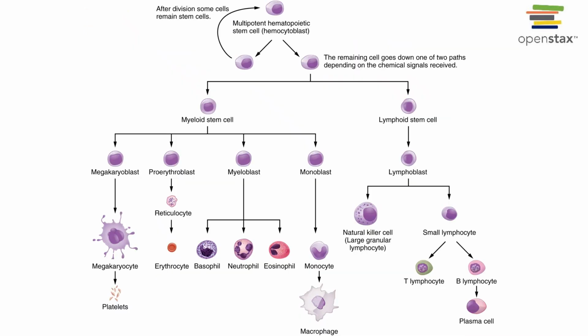Here we see a diagram showing the process of hematopoiesis that occurs in red bone marrow, producing all the formed elements of blood. Myeloid stem cells are the precursors for erythrocytes, platelets, all the granular leukocytes, and monocytes. Lymphoid stem cells are the precursors of all lymphocytes.